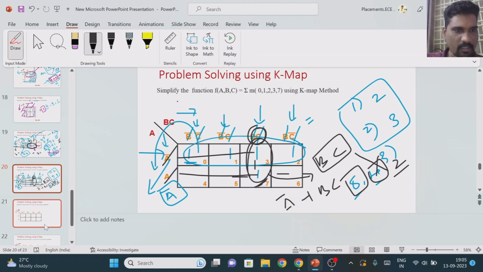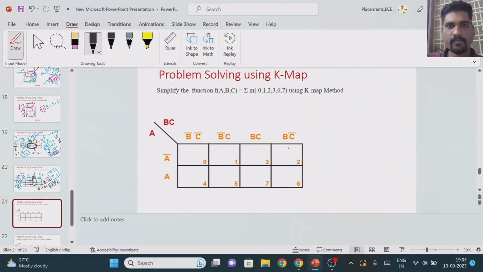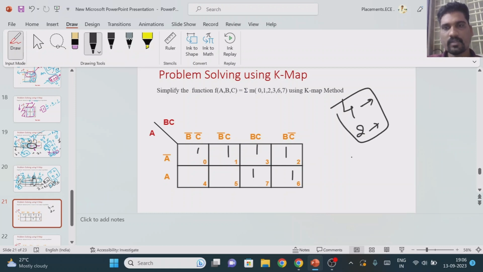So try to understand the problems, right? Now what is this question about? 0, 1, 2, 3, 6, 7. Can anyone find out how many groups you will be getting? Try to tell me. If I am grouping 4 ones, how many groups will you be getting? Or with 2 groupings, how many will you be getting? Right? Just try to find the answer.